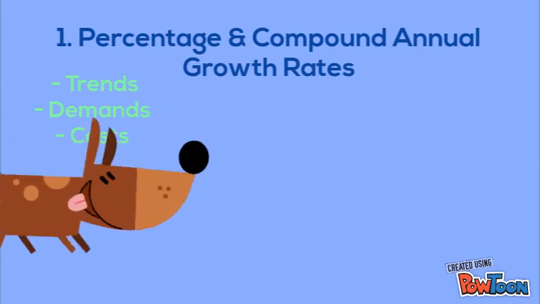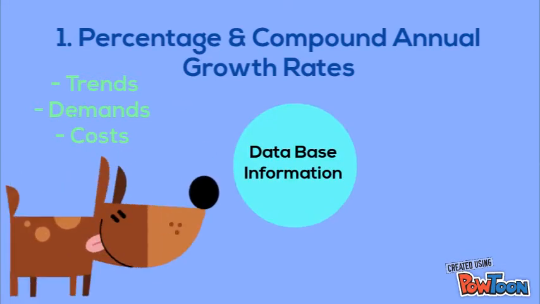Incorporating this style of metric into Aussie Pooch Mobile would allow for a greater understanding of their trends, demands and costs associated with the expansion of the organisation. Aussie Pooch Mobile could utilise their database information and analysis skills to identify the rates of growth, performance and success of their franchisees and the overall organisation.